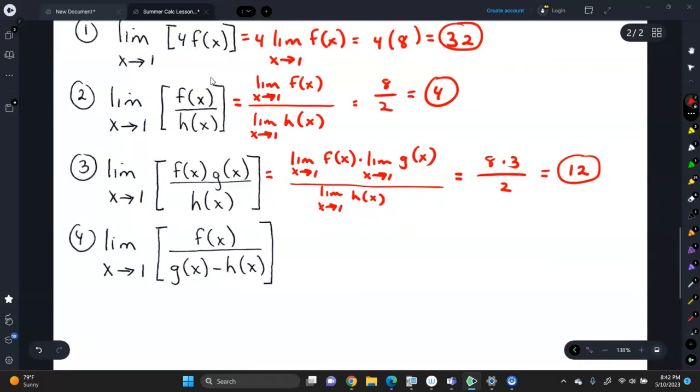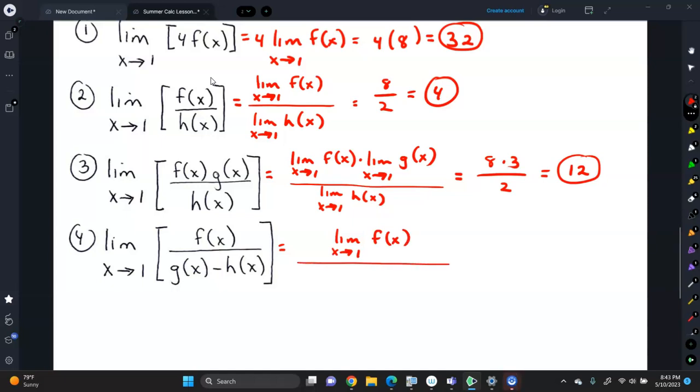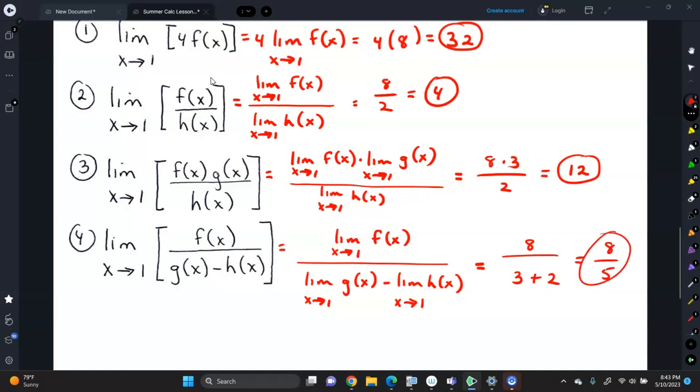Okay, the last one. We're looking at the limit as x approaches 1 of f of x, and we're dividing that by the limit as x approaches 1 of g of x minus the limit as x approaches 1 of h of x, which equals 8 divided by 3 plus 2. So we get 8 over 5. And we're done.